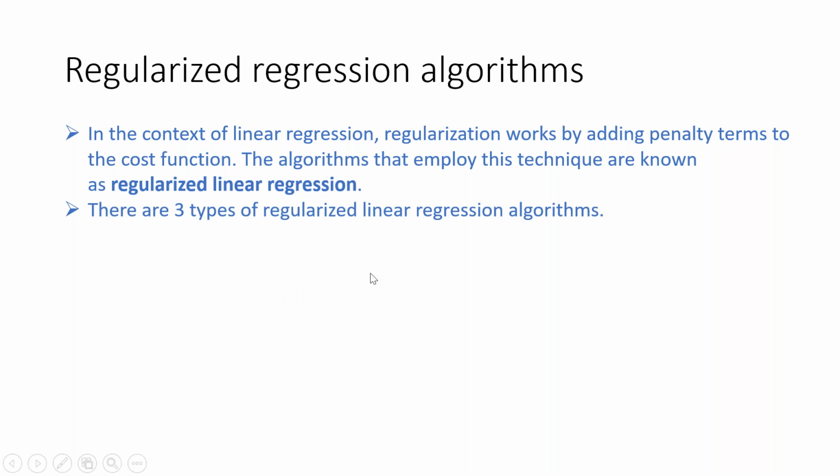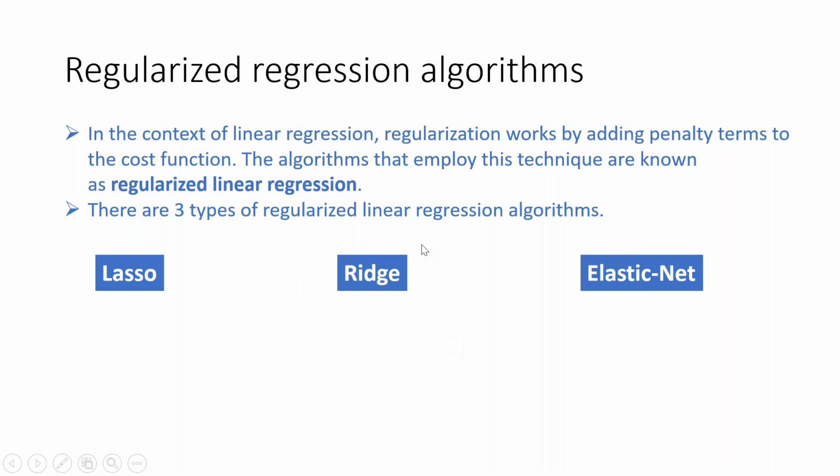There are 3 types of regularized linear regression algorithms. One is the lasso algorithm, another is the ridge algorithm, and another is elastic net. These are very commonly used. Don't worry, these are simple names only. Keep remembering them, we'll use all of them in our project.